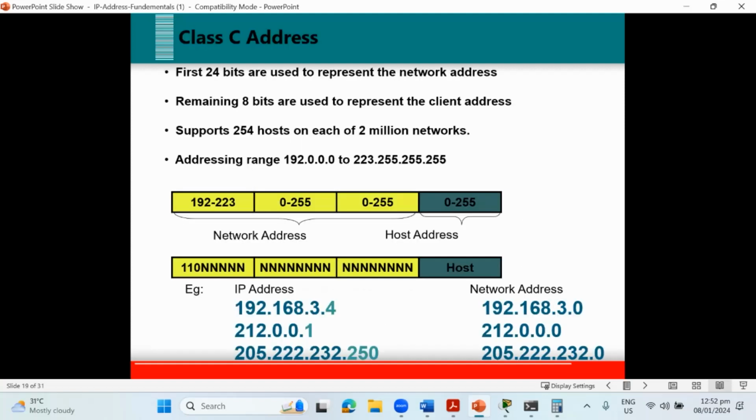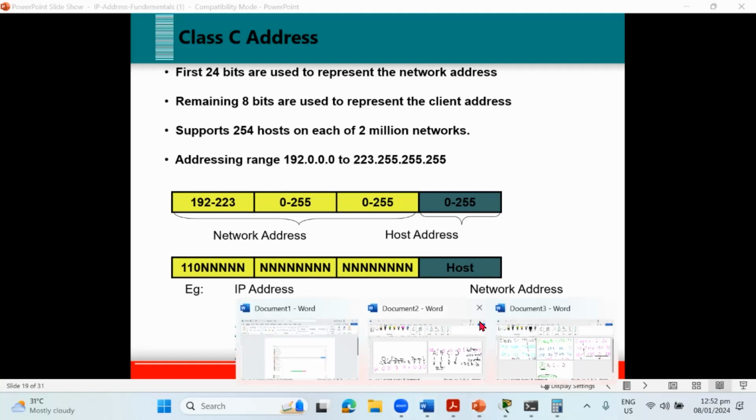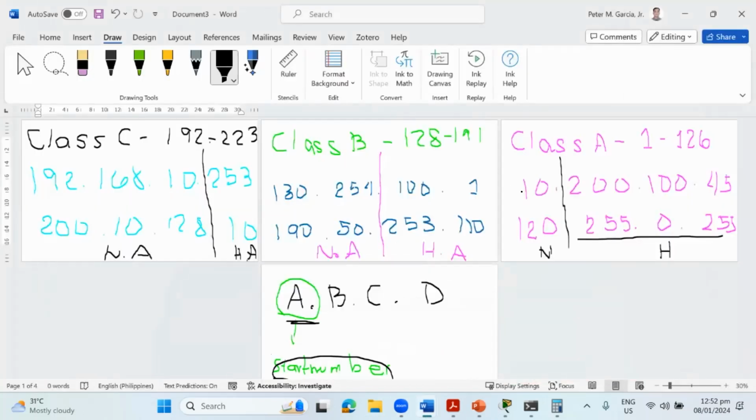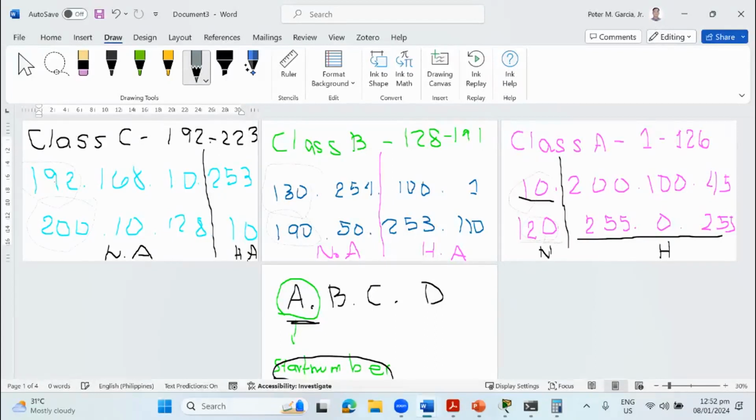For class C, the starting octet is 192 to 223. We divide it so that A.B.C is the network and D is the host. This is what you need to remember: these ranges, the starting values. What we always look at is the first octet. Where your number starts is what you use as the basis for the class.